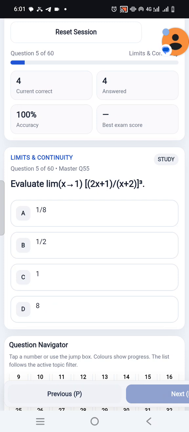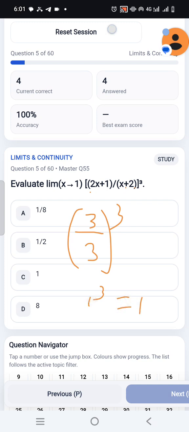So the next one, x goes to 1. All these are substitution directly. So that is 2 times 1, 2 plus 1, 3. That is 3 all over 1 plus 2. 1 plus 2 is 3. Then everything is over 3. So that is 3 all over 3 is 1 itself. So 1 over 3 is still 1. So C is the answer.